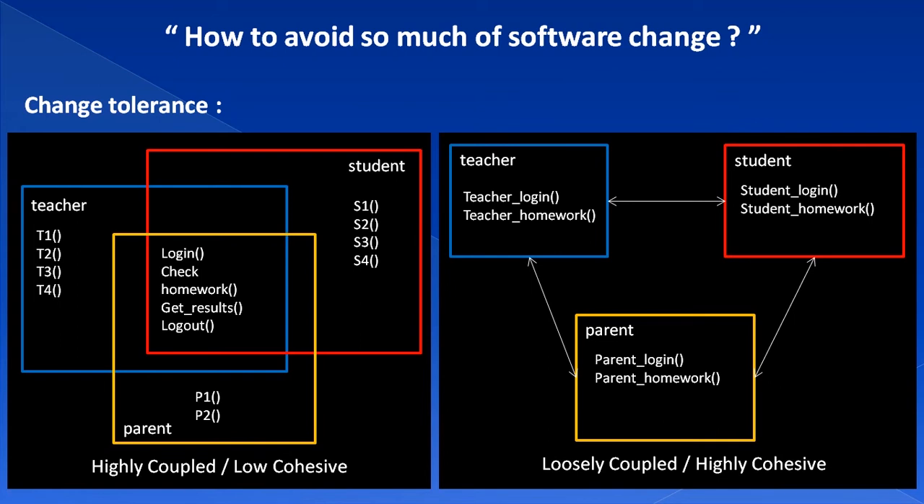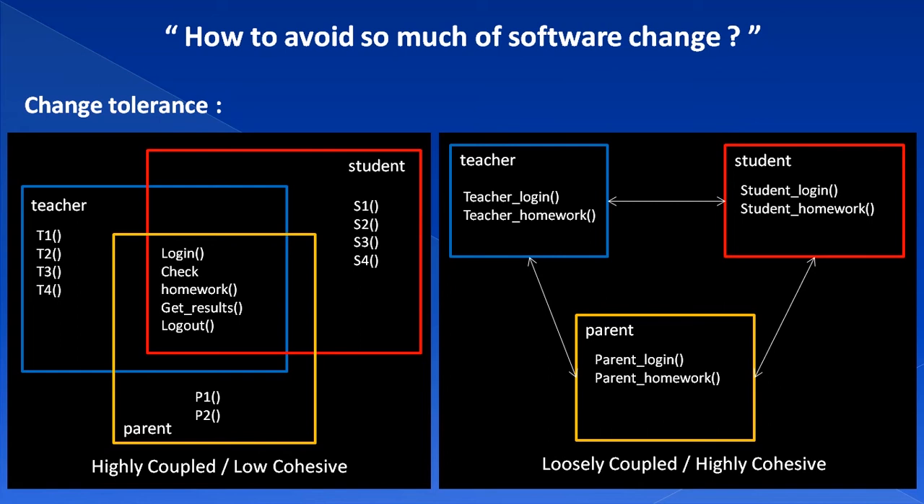Cohesive modules means that they have their own functionalities within them, right? They don't depend on other modules. So that is called highly cohesive. They can do their own work. That's highly cohesive and loosely coupled. Okay. So the topic is how to avoid so much change. By coupling loosely and having highly cohesive modules, how can it help the development team to tolerate changes?